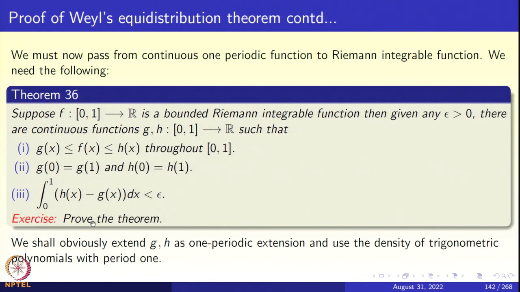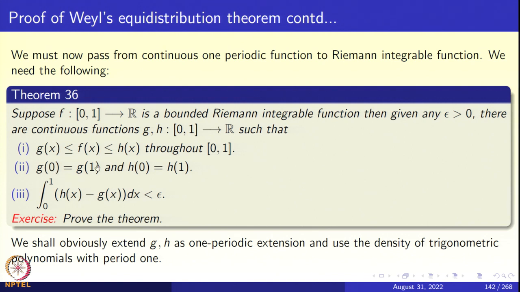Let us see how to prove this theorem. It is an exercise, but I will give you some hints as to how to go about doing this exercise. Of course, we are not going to stop with this. We are going to extend g and h as 1 periodic functions. That is exactly the reason why we ensure condition 2.